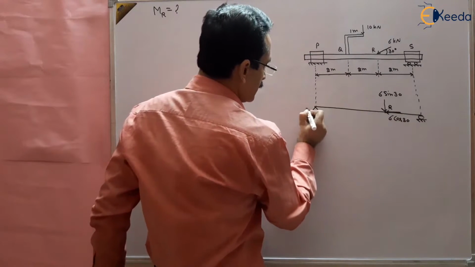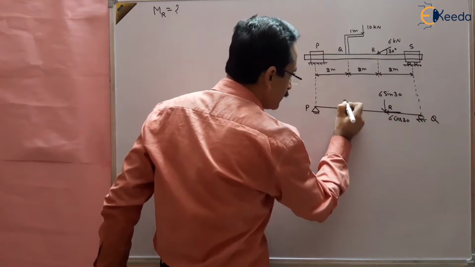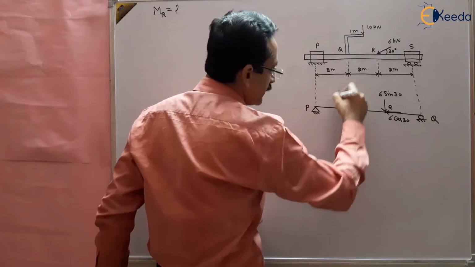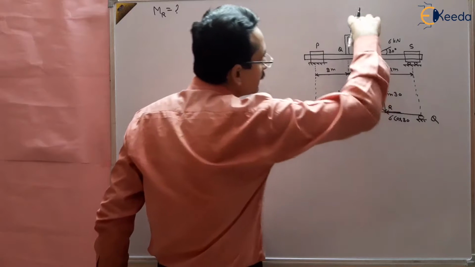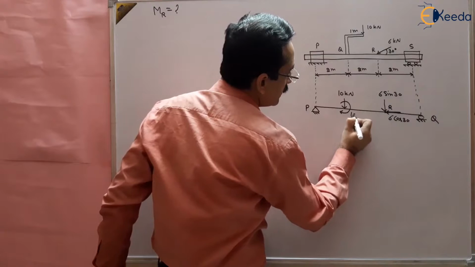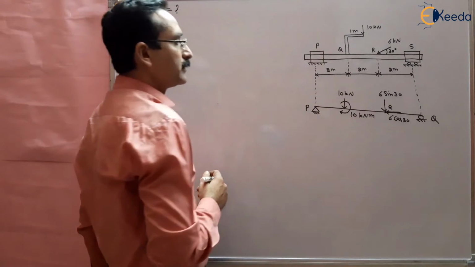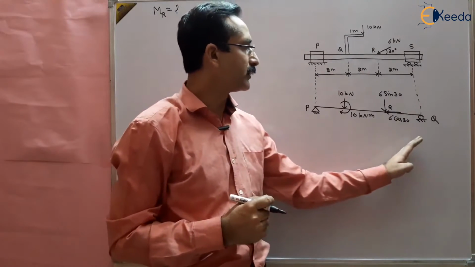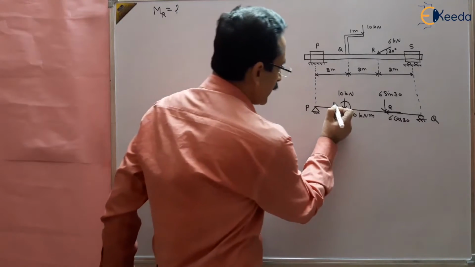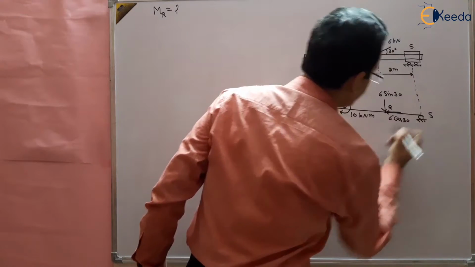And this 10 kilonewton load can be divided into two parts: a 10 kilonewton point load as well as a bending moment in the clockwise direction, of strength 10 kilonewton meter. So this is the actual loading, which can be seen here. This is point Q, this is point R, and this is point S.